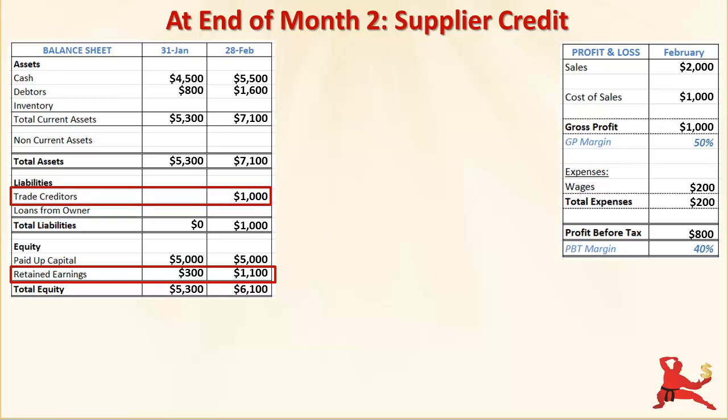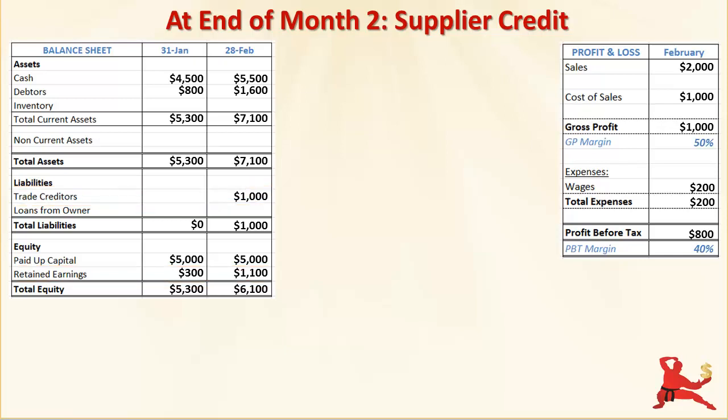Now, if you didn't have the credit terms from your supplier, you wouldn't have this $1,000 liability, but you would have reduced assets because you would have less cash. But how did your bank account increase by $1,000 when you only had $800 in profits?